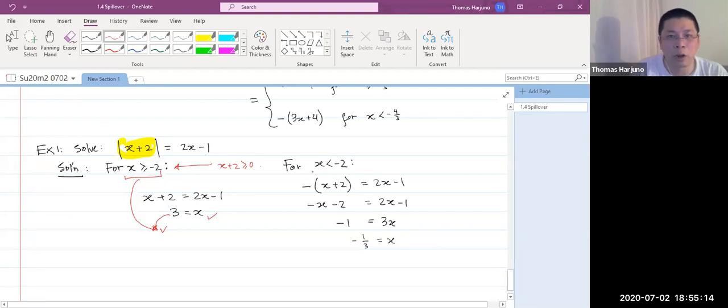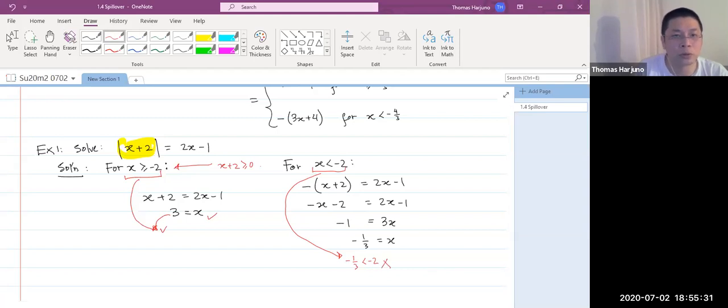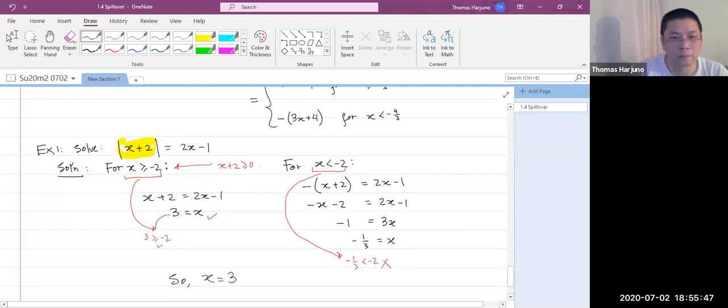Then you check with the requirement here. Notice, is negative 1/3 less than negative 2? That's not true, right? The one here is true because 3 is greater than or equal to negative 2, right? Not here. So then the solution is x equals 3. That's how we solve that.